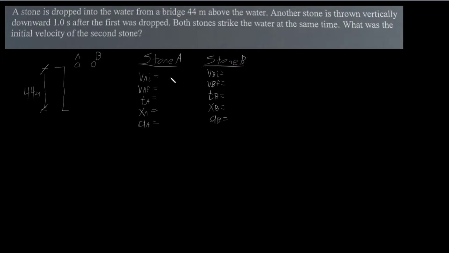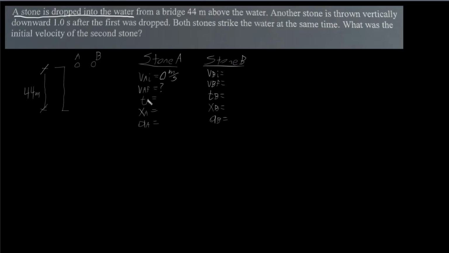So let's start with stone A. What is the initial velocity of stone A? Well, it says a stone is dropped into the water. So this stone is being dropped from a stationary location. So that means that it has no speed. So this is 0 meters per second. Now, what's the final velocity of stone A? That is how quickly stone A is moving just before it reaches the bottom. We don't know what this value is right now. We can calculate this if we'd like to, but right now we don't know what this is.